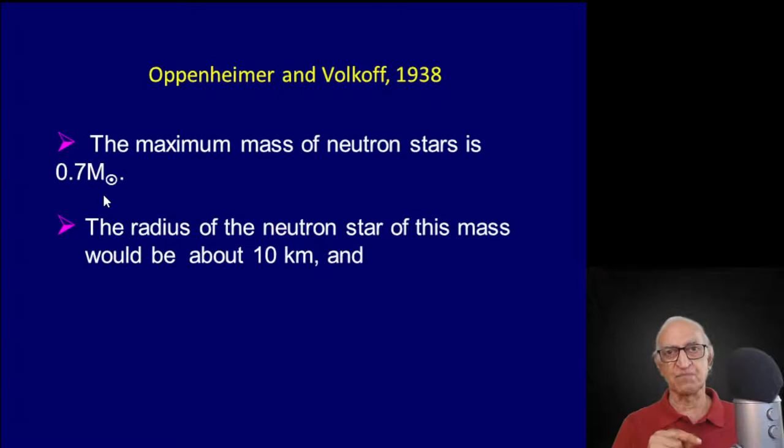Why is gravity stronger in general relativity? Because in Newtonian theory, it's only the rest mass of the particles that contribute to gravity, whereas in general relativity, all forms of energy and pressure contribute to gravity. Therefore, for the same baryonic mass, or the same rest mass of the particles, the effective mass in general relativity is greater, because all forms of energy divided by c squared is a mass. And therefore, gravity overwhelms the star at a much smaller mass of 0.7 solar mass than it did in the case of a white dwarf.